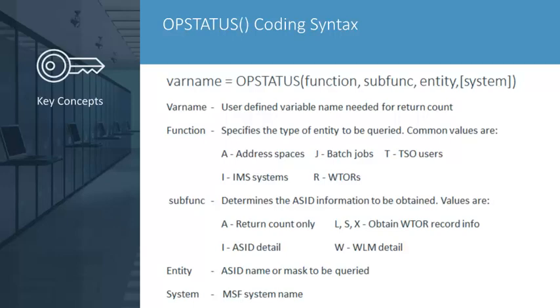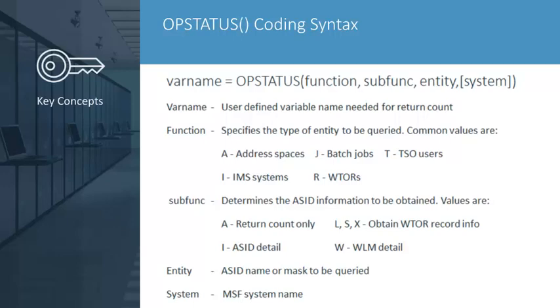A detailed ACID information record that includes job name, job ID, step name, ACID, the status, etc., is returned to the EDQ of the invoking rule or program if an I subfunction is defined. Detailed WTOR information can be obtained when the L, S, or X subfunctions are specified. Multiple WTOR subfunctions exist to instruct the OPSTATUS to only obtain local or sysplex WTORs and to collect a time value indicating how long the WTOR has been outstanding. The W subfunction instructs the OPSTATUS to obtain WLM-related detail from the matched entities.